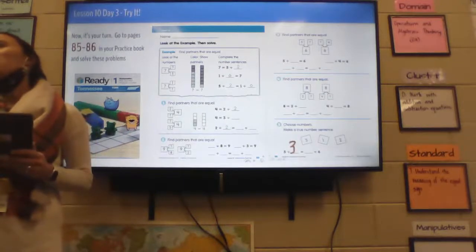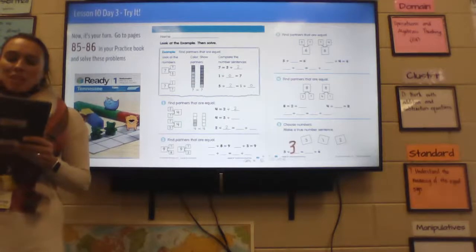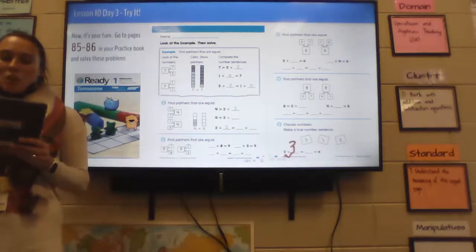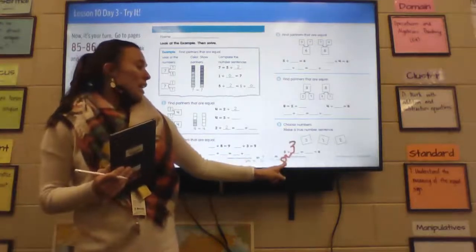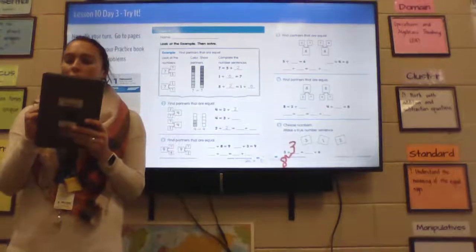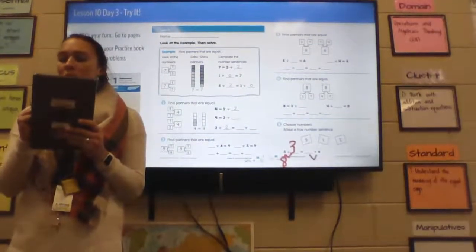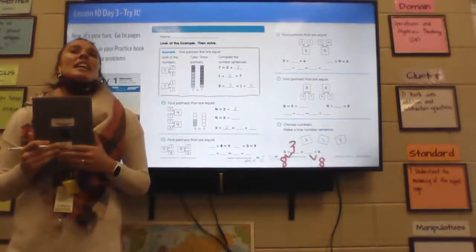5 + 3 = 2. Well, if I say 5 + 3, what does 5 + 3 equal? 8. You see that? 5 + 3 = 8. Well, how can we make this side equal 8? What could we put over here to make it equal 8? What do you think, Zayden?